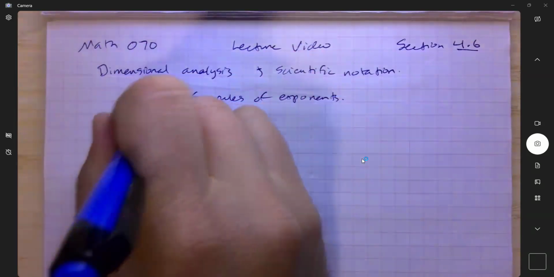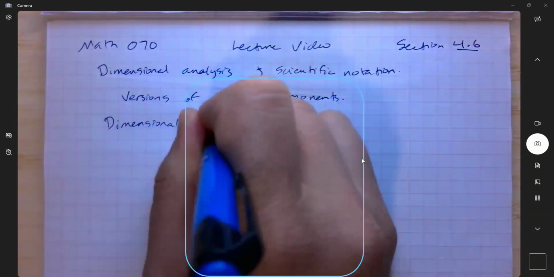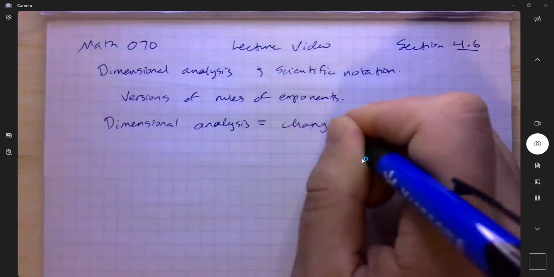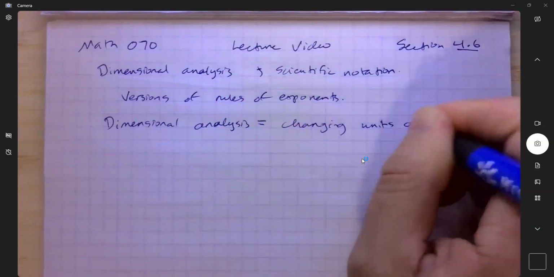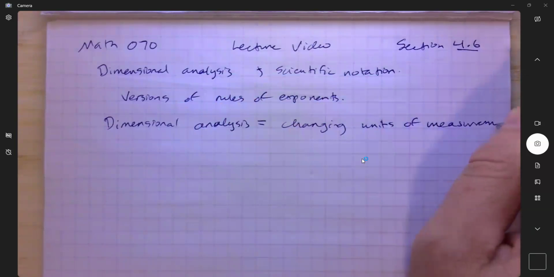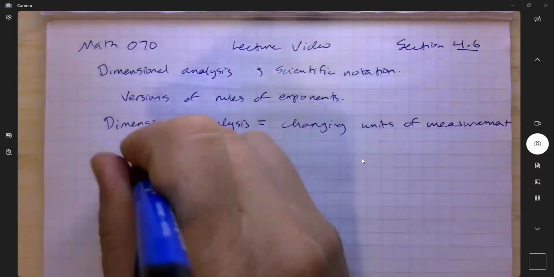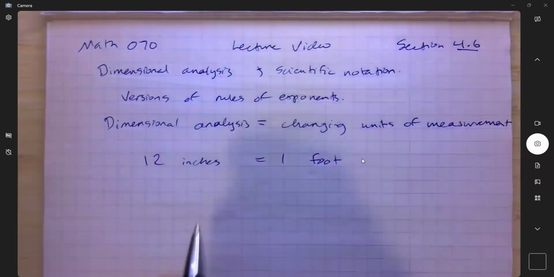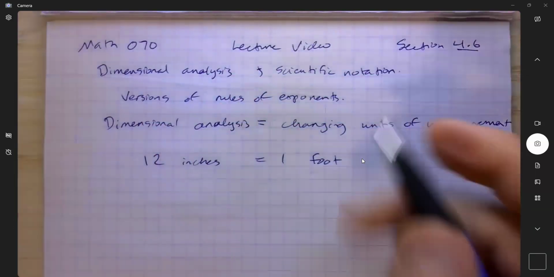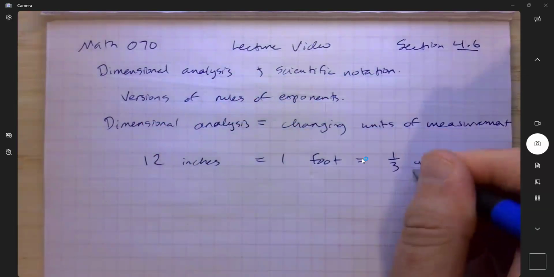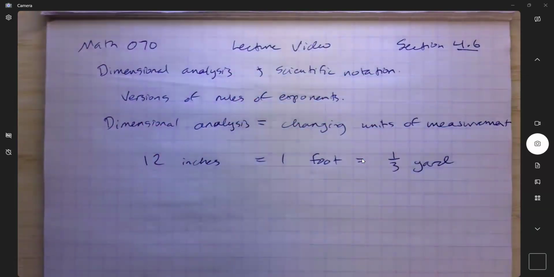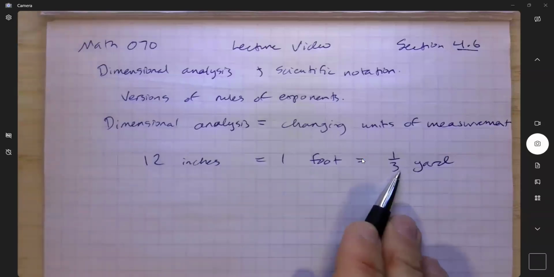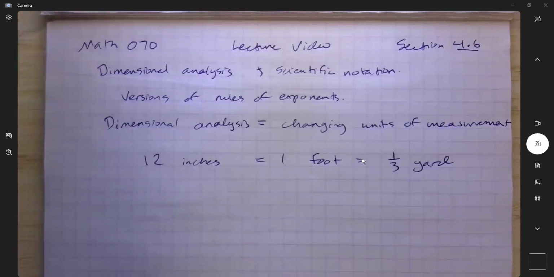Dimensional analysis is a fancy phrase for changing units of measurement. So for example, if I have 12 inches, that's the same as 1 foot. I've just changed the units of measurement, which is the same as 1/3 of a yard. So I can change inches into feet. I can change inches into yards. I can do it a lot of different ways.